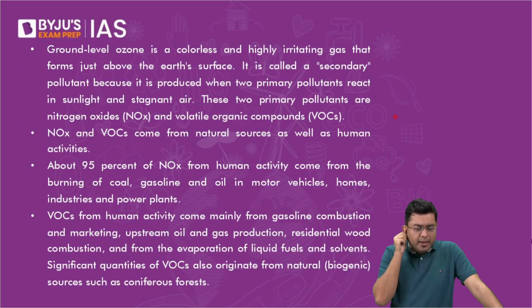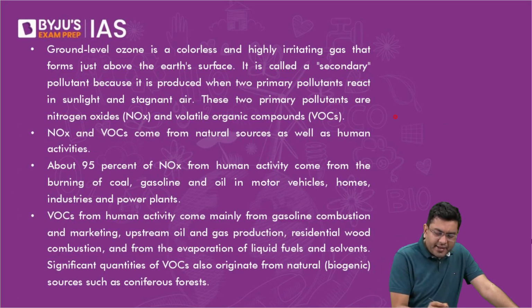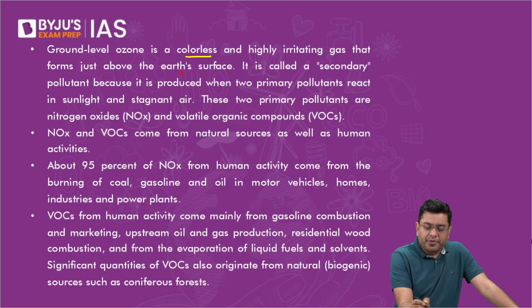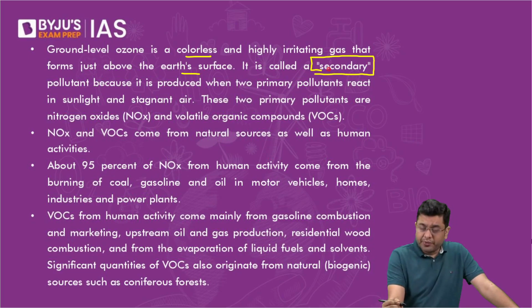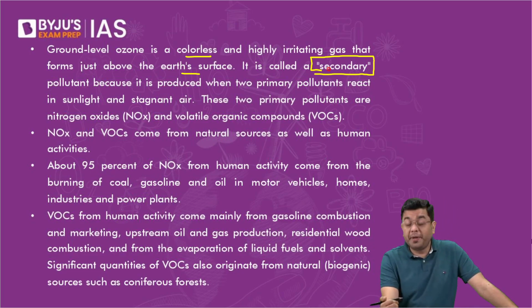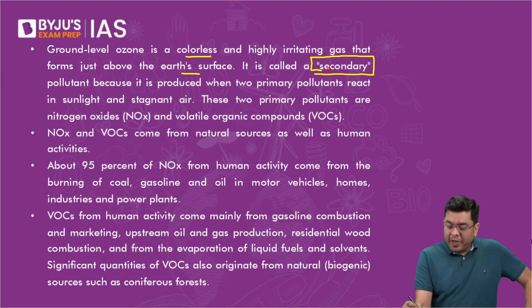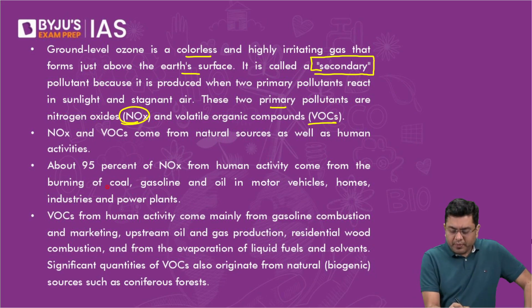So here, ground level ozone is basically a colorless and highly irritating gas that forms just above the Earth's surface. It is called a secondary pollutant because it is produced when the primary pollutants stay in the same region for a longer period of time and interact. Now these two primary pollutants are what? Nitrogen oxide and volatile organic compounds.